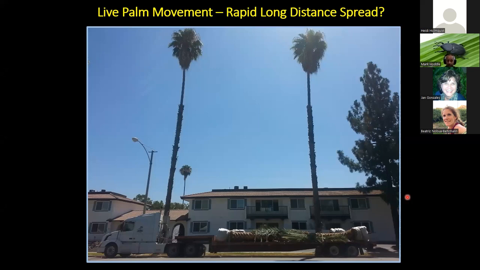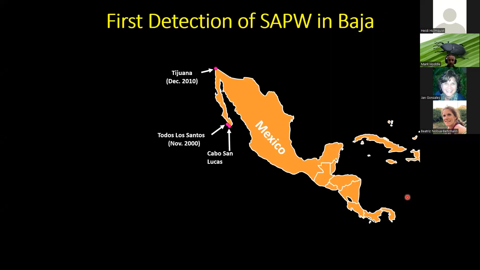All the activity for the last 10 years or so is still restricted to the more southern parts of San Diego County, and I'm going to get to that in a minute. So this situation really started to unfold here in 2000 down in Todos Santos, very close to Cabo San Lucas at the tip of the Baja Peninsula. This was the first report of South American palm weevil in the Baja Peninsula.